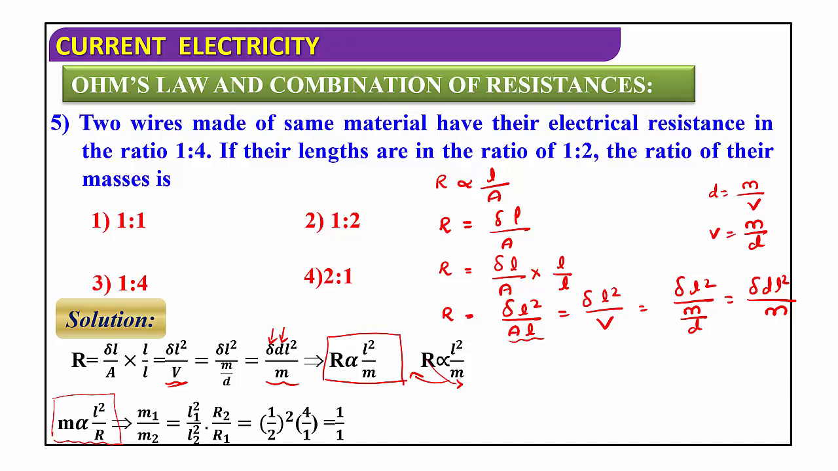The ratio of their lengths is how much? 1:2 means 1 divided by 2. Then what they had given, the resistance ratio is given 1:4. So here we have to write 4 divided by 1. So this equation can be written as 1 divided by 2 squared is 4 into 4 divided by 1. 4 will get cancelled. So 1:1 is the final answer. So option A, the first option, is the right answer.